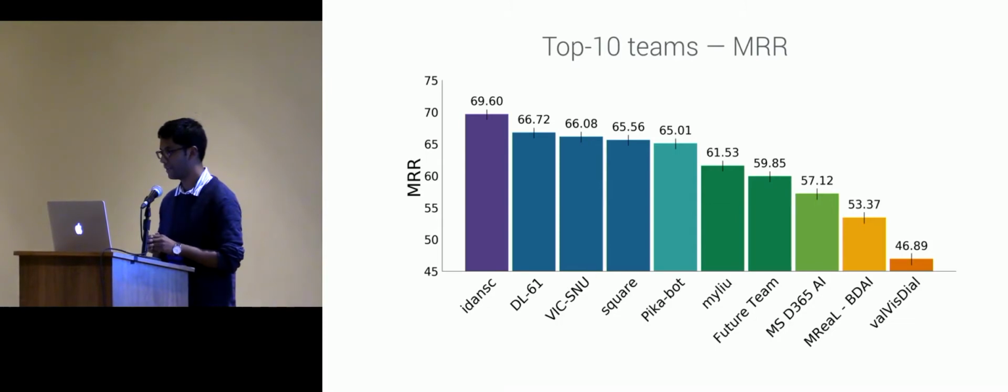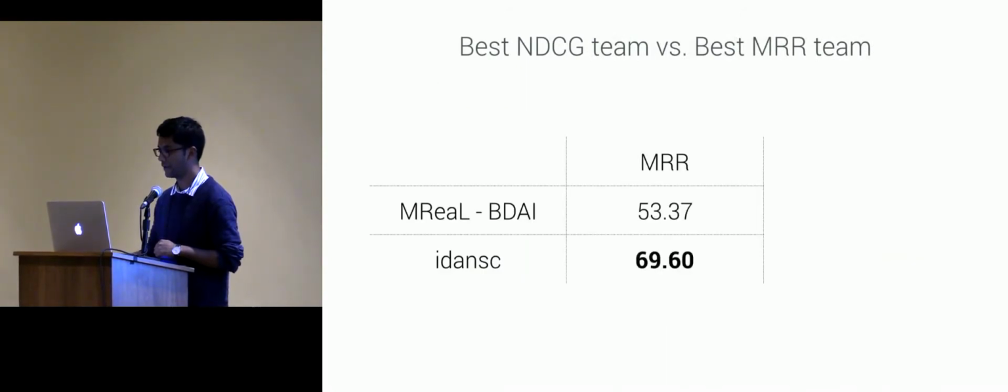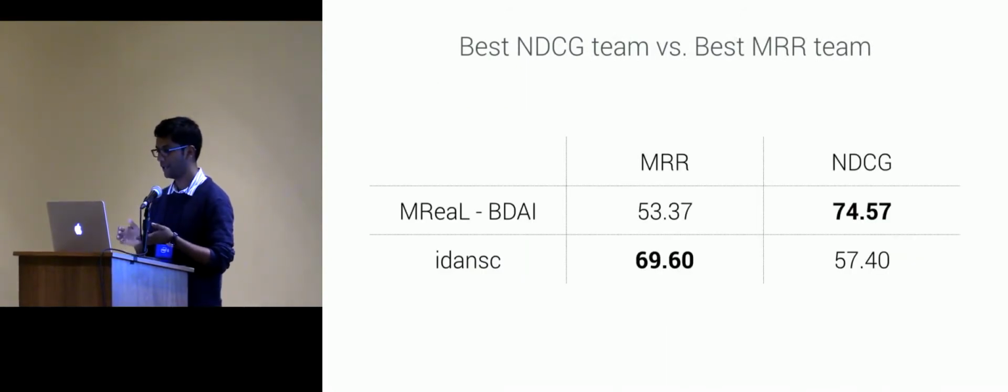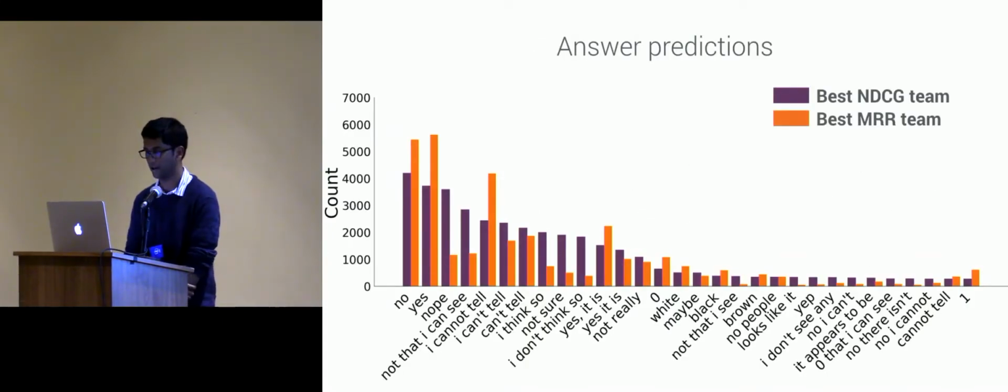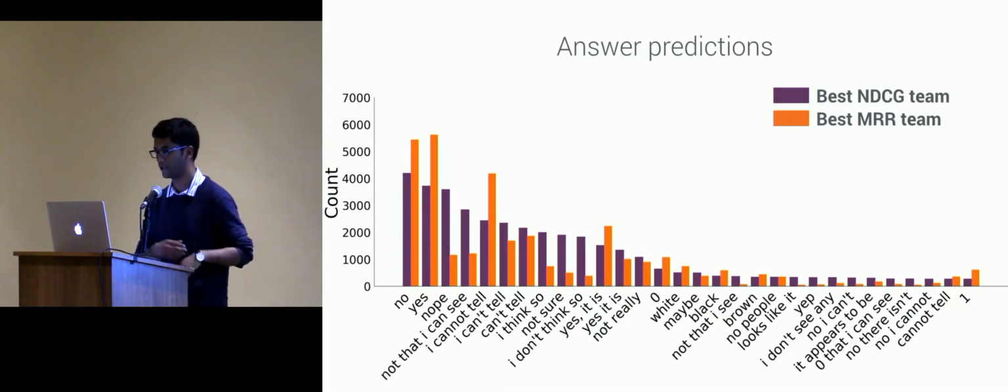So we wanted to dig deeper into this and try to understand what the concrete differences are in the kinds of predictions between models that are doing well based on NDCG and models that are doing well based on MRR. So we compare MReal BDAI and IDAN SC. Here are the MRR and NDCG scores. IDAN SC was the best team according to MRR, and MReal BDAI was the best team according to NDCG. Here I'm showing the distribution of answer predictions for these two teams.